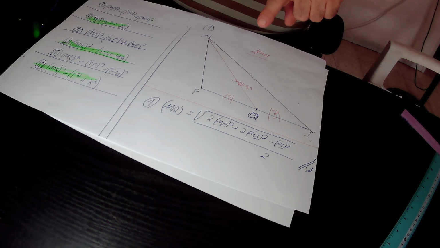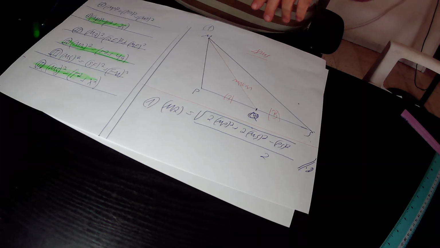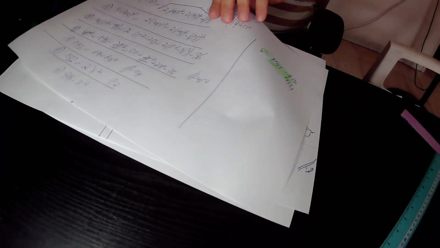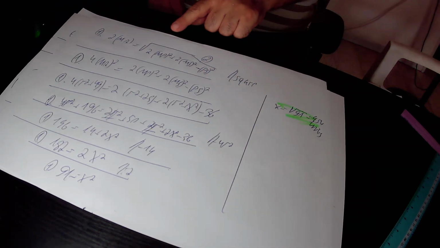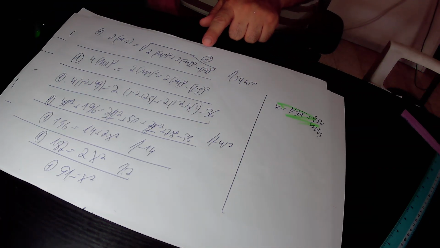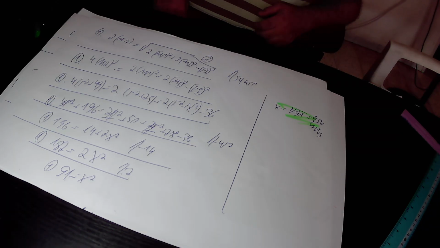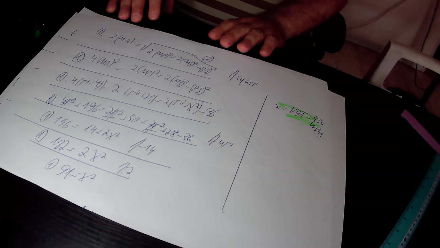Here we multiply this equation 1 by 2, and finally found out that according to equation 1, 2 times MQ equals the square root of 2 times MP square plus 2 times MS square minus PS square. Here we squared both sides of this equation 1.